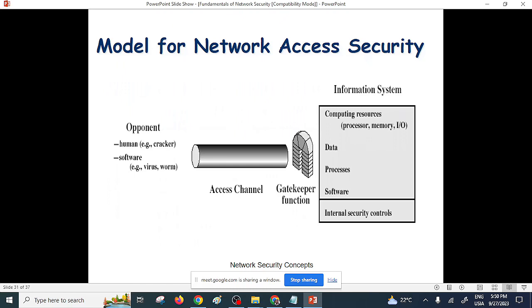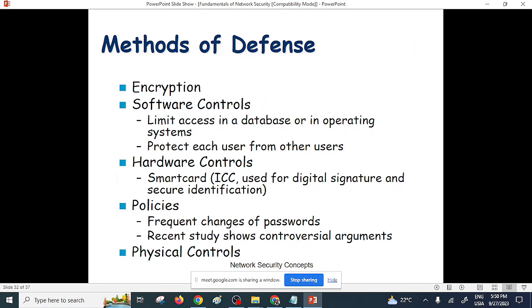You can see there's a gatekeeper function here. It could be a firewall, right? Or it could be any other tool. So you can implement this so that the opponent from the other end cannot get access to your device. We are still going to look at methods of defense. This is just a highlight.